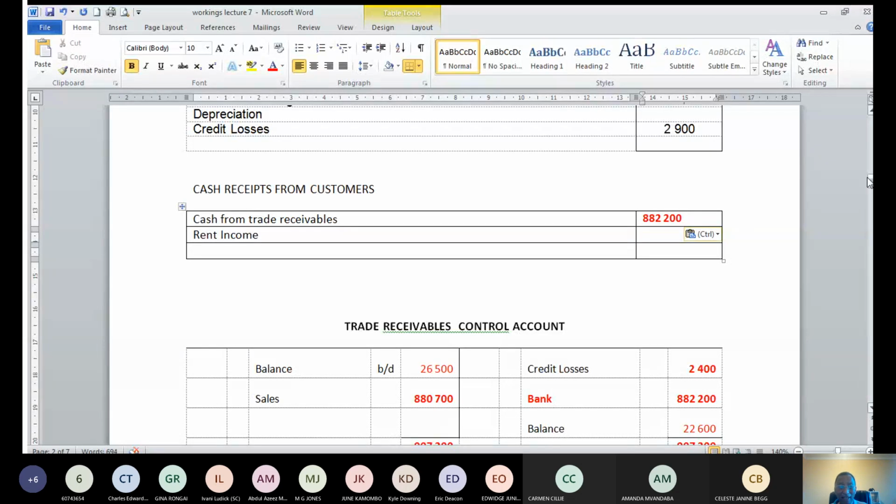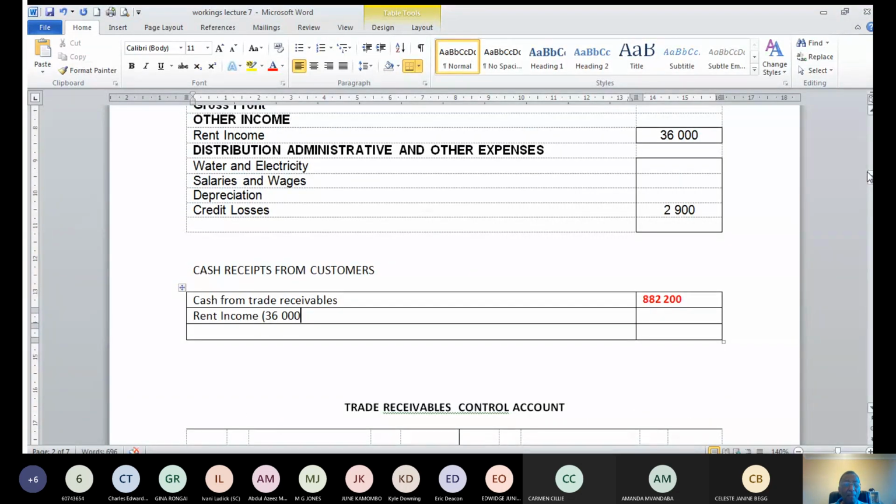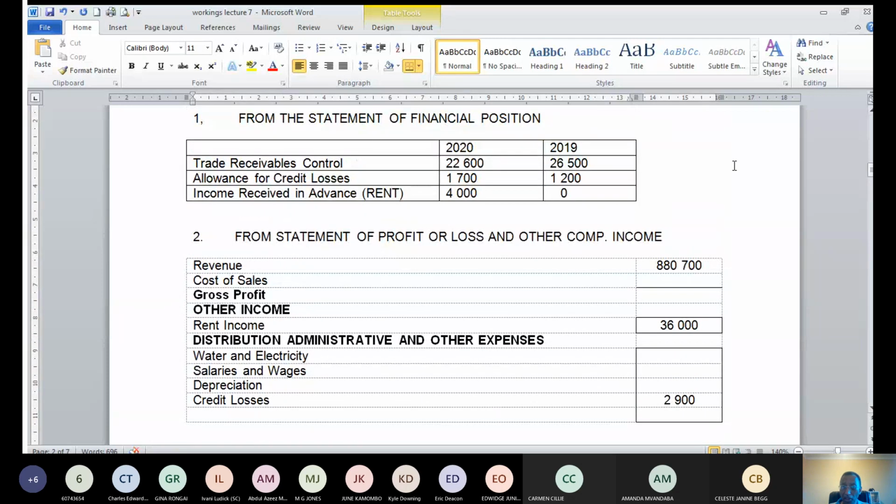I'm also looking for other income. I go to my rental income, which is in my statement of profit and loss and other comprehensive income. I see there's an income called rent income. Now the rent income for the year amounted to 36,000 Rand. That is the amount that appears in my statement of profit and loss and other comprehensive income. That's my income. However, I need to calculate what is the cash inflow from my rent income. And you go back to your statement of financial position and you will see that there was income received in advance. And your income received in advance that applied to the rent is the amount of 4,000 Rand.